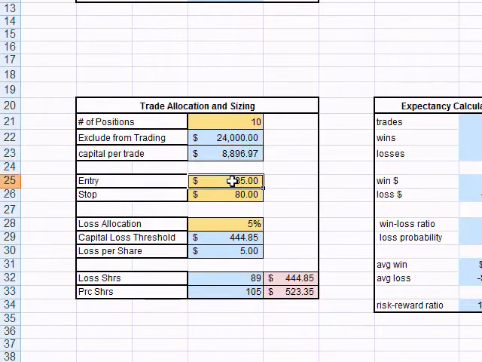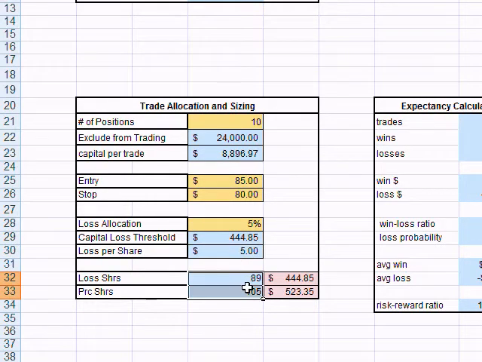Then for each time I get into a stock, I figure out what the entry is, the exit. My loss allocation is pretty much the same all the time. I stick with 5% of what I'm going to trade in that trade, and determine how much money I can lose. For $8,896, I can lose as much as $444. The loss is just the difference between the entry and the stop loss.